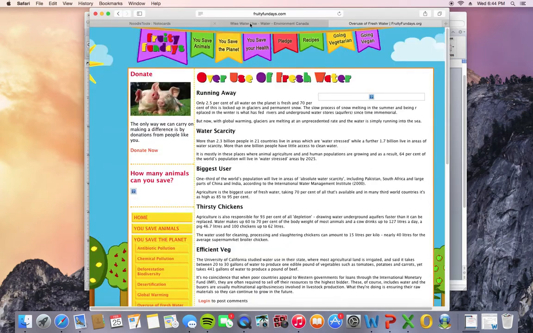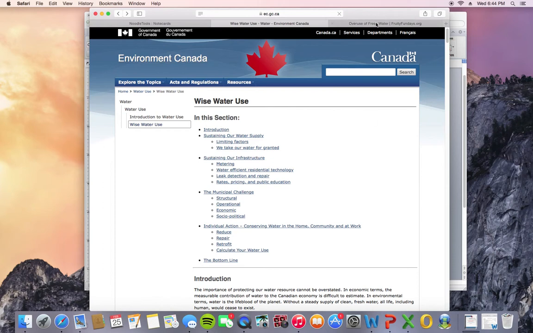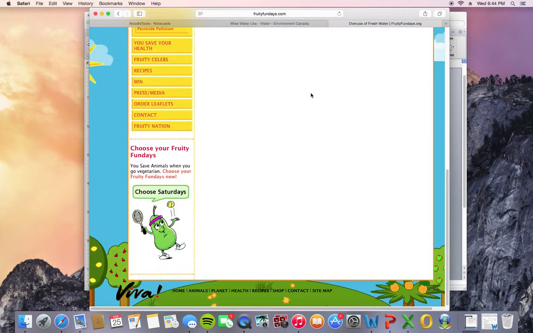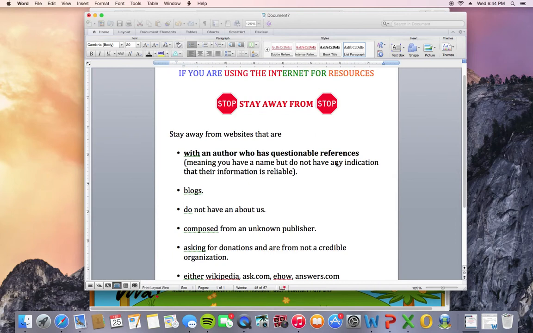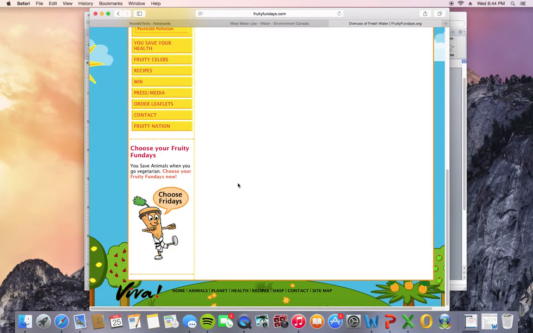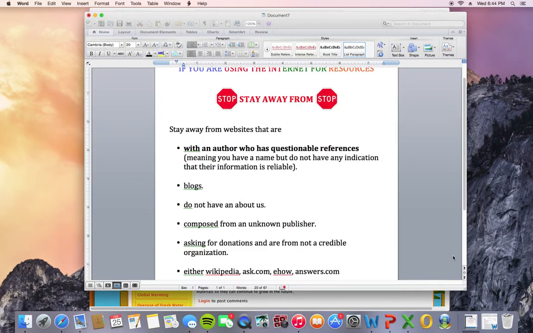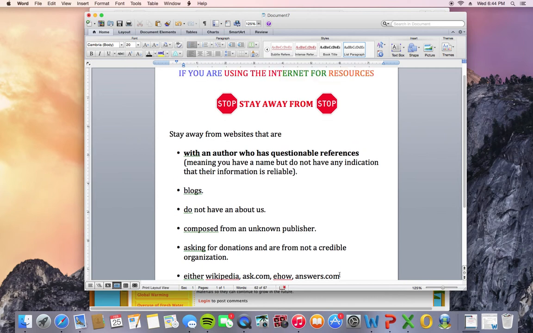So again, the publisher here is a government publisher. This is known. This is reliable. The publisher here, I don't know who this is. A.K. Streeter, I knew was the author and the publisher was her editor, but again, I couldn't trust the author itself. If any website's asking for donations and it's not from a credible website or organization, like here, it's saying donate now, and I don't know who I'm donating to, again, stay away. And do not use Wikipedia, Ask.com, eHow, Answers.com. Those, again, are not reliable websites.